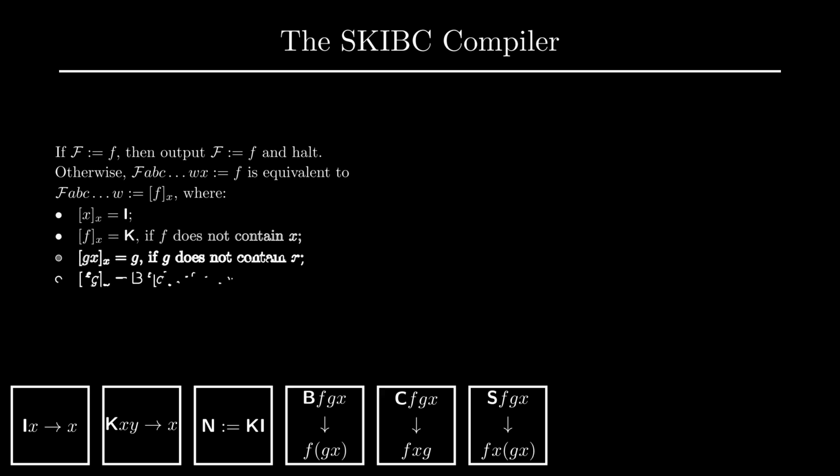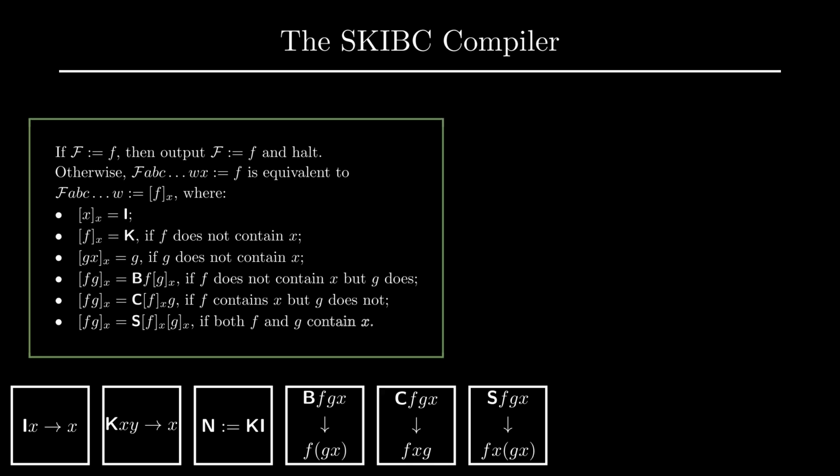Here's how we can write any behavior in terms of S, K, I, B, and C. We can treat this as a compiler that compiles any behavior into S, K, I, B, C expressions. Here are a few examples.